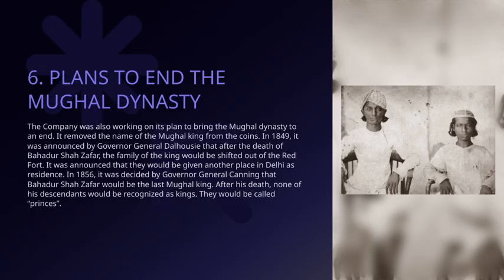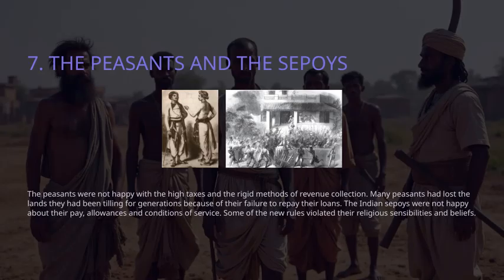Then, in 1856, Governor-General Canning declared that Bahadur Shah Zafar would be the last Mughal king. This was a clear move to formally end the dynasty's rule. After his death, none of his descendants would be recognized as kings anymore. They would be called princes instead. This marked the definitive end of the Mughal dynasty's political authority and was part of the British strategy to establish full control and reshape the Indian political landscape. This sequence of actions ties into the overall theme of how the British systematically replaced Mughal authority with their own rule. Now let's talk about the peasants and the sepoys.